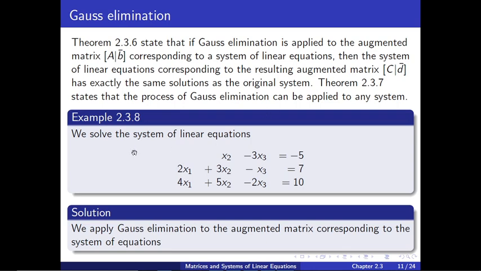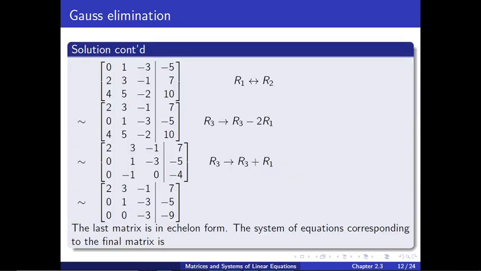So this is example 2.3.8 in the textbook, and it says we solve the system of linear equations where the system of linear equations is given as that. Now, we are going to apply Gauss elimination to the augmented matrix corresponding to the system of linear equations. So if we write it in augmented matrix form, this is what it will look like.